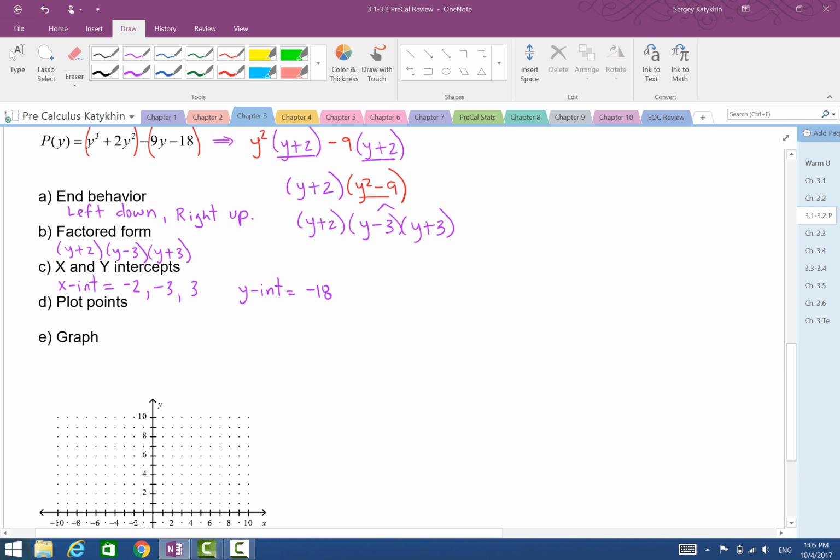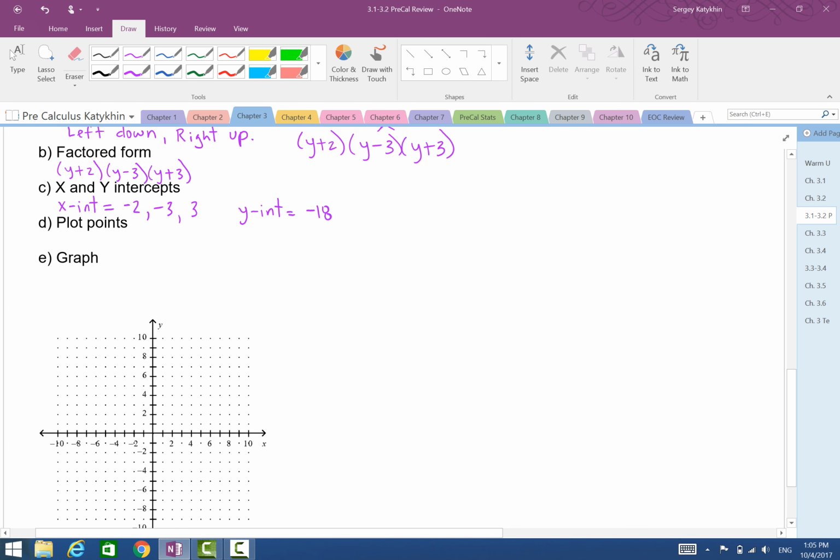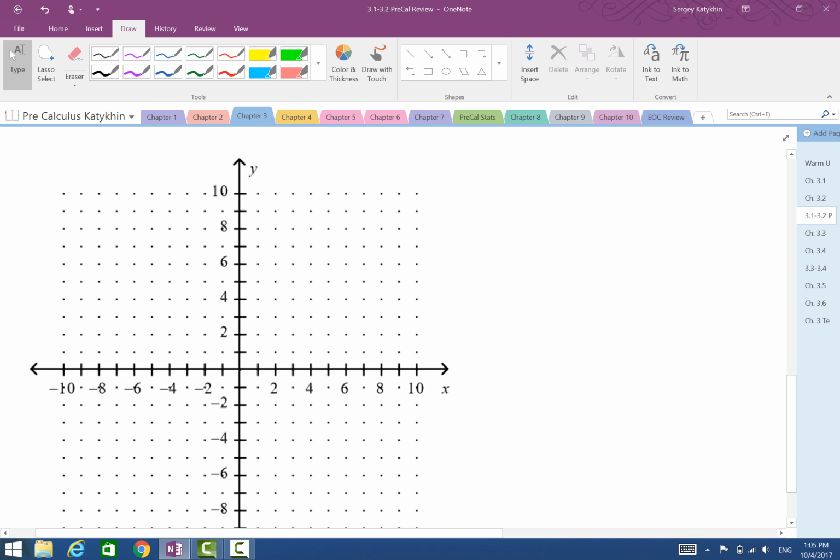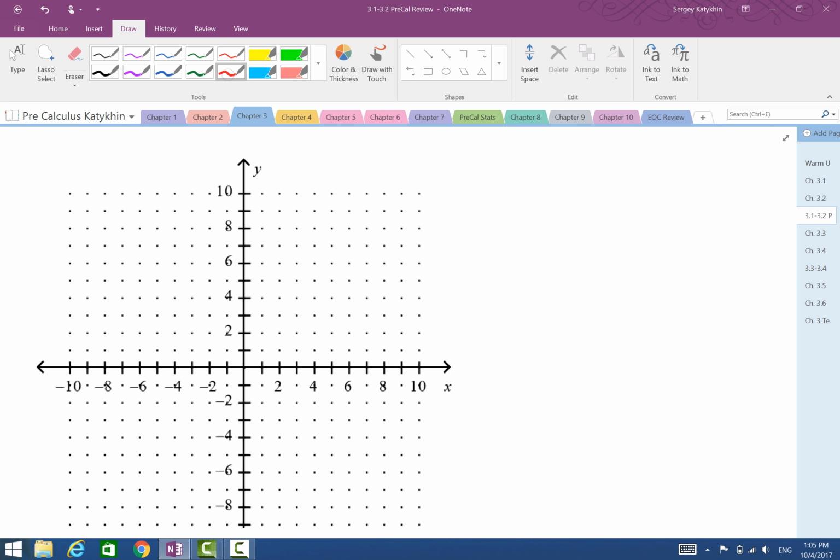So now it's asking us to plot the points. Well, to plot the points, we have to go to the actual graph and plot those points. So remember, what are my points? Well, my first 0 is x at negative 3. So that's 1, 2, and negative 3. That's going to be my first 0. My second 0 is at x is negative 2. So that's going to be my second 0. And then my third 0 is a positive 3. So it's going to be here.